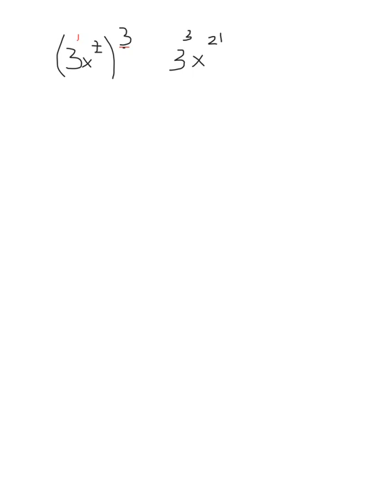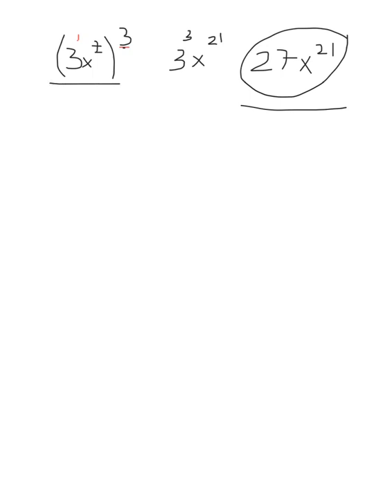Now, if I want to go simplest form, well, 3 cubed is 27. It's 3 times 3 times 3, x to the 21st power. That would be our final answer in simplest exponential form. Now, if we're saying, well, why does this rule exist? In other words, how do we end up with 27x to the 21st power? Well, let's look at this expression in expanded form.